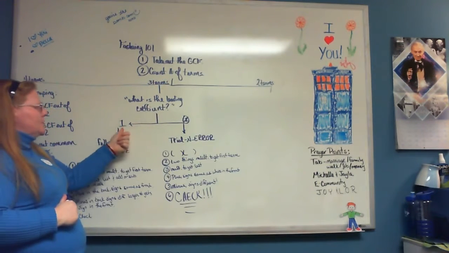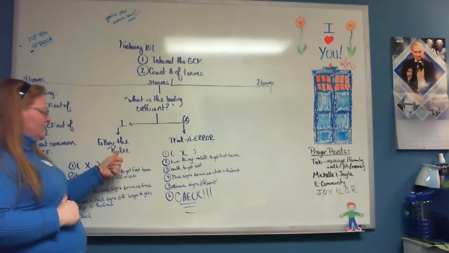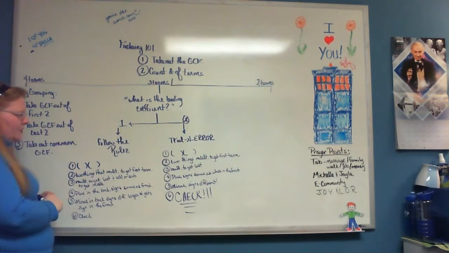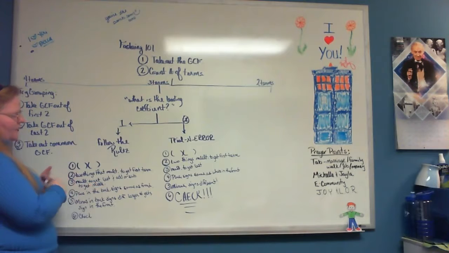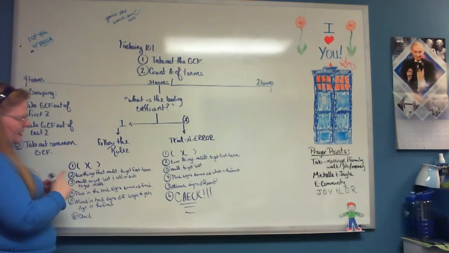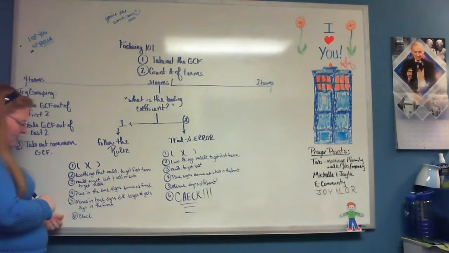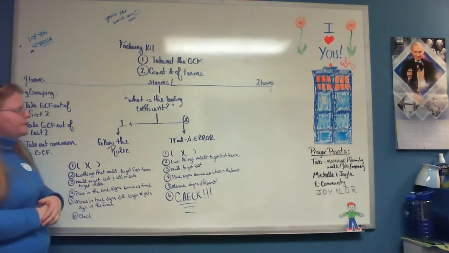If the leading coefficient is 1, that means you follow the rules. Rule number 1, draw your skeleton. Rule number 2, 2 things multiply together to give you the first term. Rule number 3, multiply to give you the last term, and add or subtract to give you the middle term. Rule number 4, plus in the back means the signs are the same as the sign in the front. Rule number 5, minus in the back means the signs are different, and the larger number gets the sign in the front. And rule number 6, you should check it.